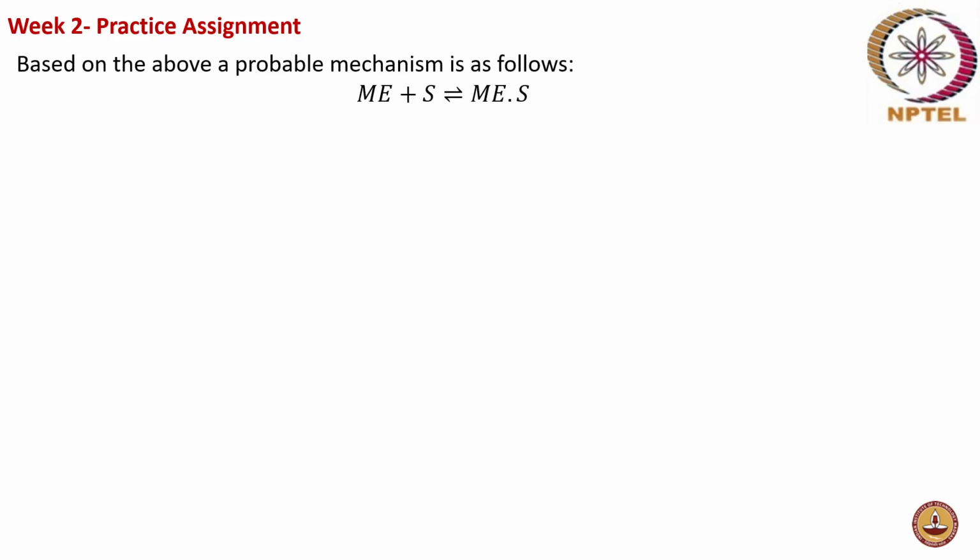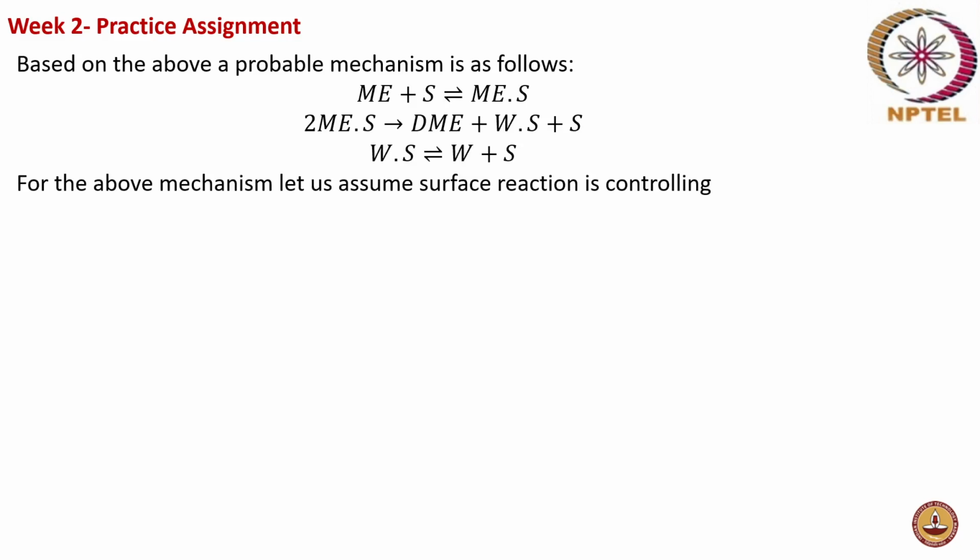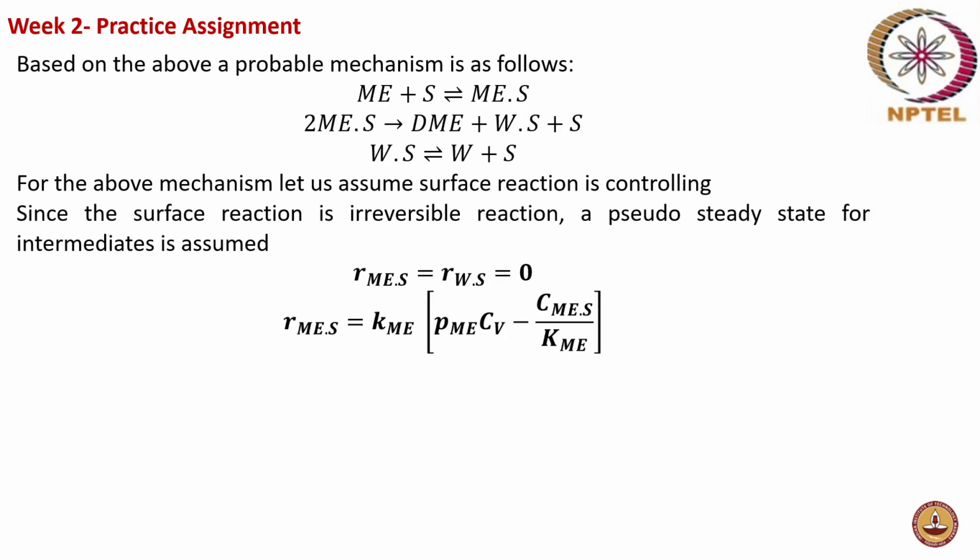First, methanol is getting adsorbed. For this reaction, you can again write the rate expression. Correct. You get the rate expression as k_M, the forward rate constant of methanol, multiplied by the partial pressure of methanol times free sites, minus the concentration of methanol adsorbed on the sites divided by the equilibrium constant of the methanol adsorption, right? Since this intermediate formation rate is equal to 0, you will get an expression for the concentration of methanol adsorbed on the catalyst surface. Similarly, you will also get a very similar expression for the concentration of water adsorbed on the active surface.